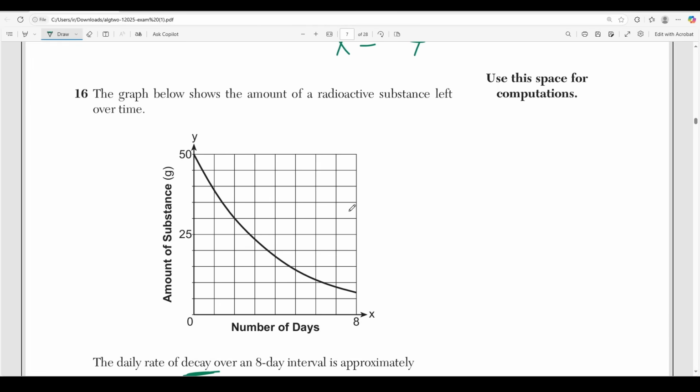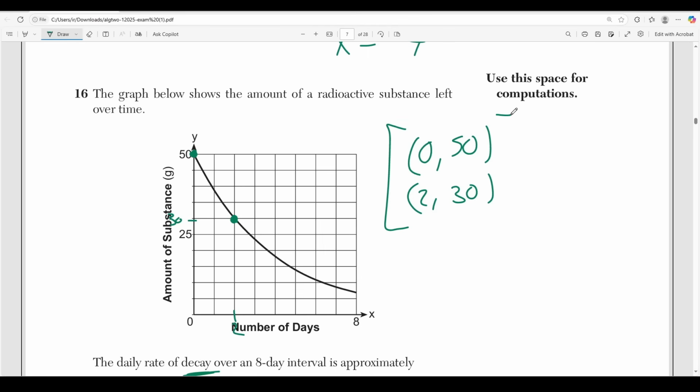All you have to really do here is find points on this graph. So I know that this point exists right here, 0, 50. At the first day, I have 50 grams of the substance. And then let's see if I can find another point right here. That's 30. 2. So I have the point 2, 30. And let's see if I can find any other points along this line. No other points.